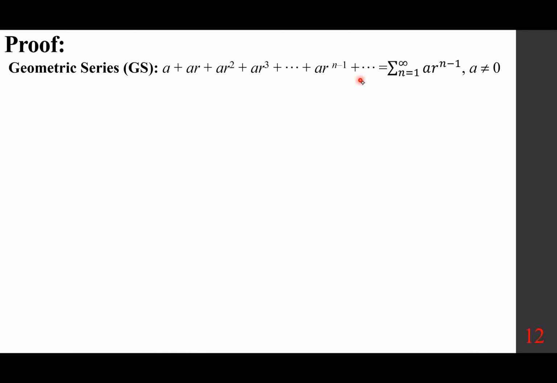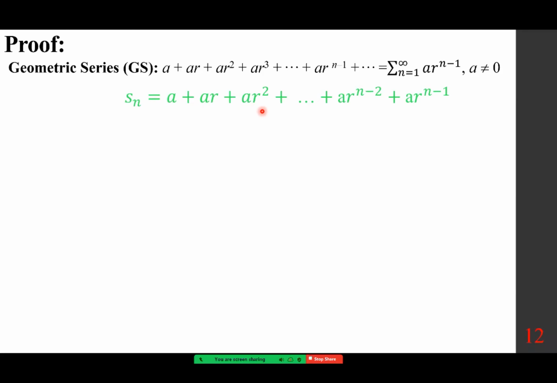And so S sub n, the sum up to the nth term, is the following: we're going to add a, and ar, and ar squared, all the way to ar to the power of n minus 1. Now, let's multiply both sides by r. When we do that, this becomes r times S sub n, this becomes ar squared, and when you go to the end, this becomes ar to the power of n.